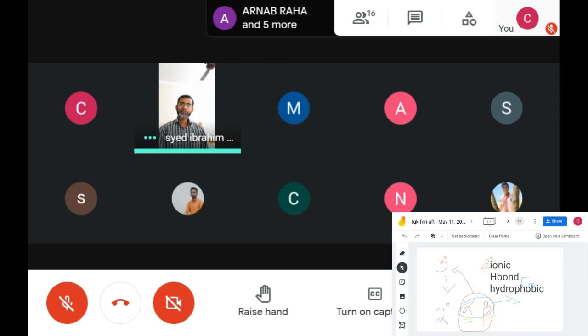So the ionic interaction or electrostatic interaction is a very strong interaction in the protein. But the number of ionic interactions found in a protein will be very few, maybe only 3 or 4 ionic interactions. This ionic interaction is also called a salt bridge. The salt bridge can form between a positively charged and a negatively charged amino acid.